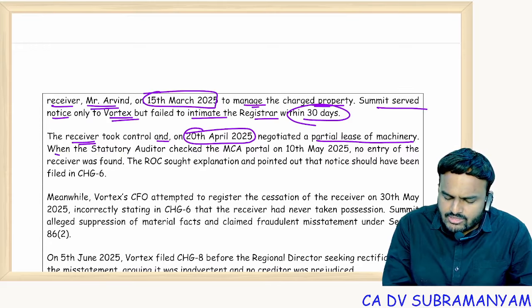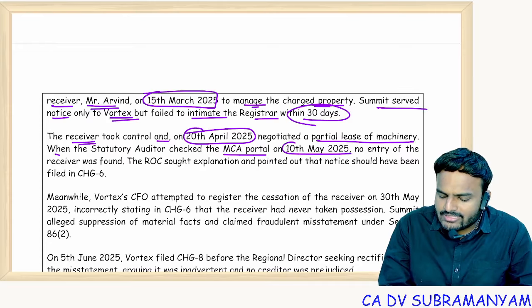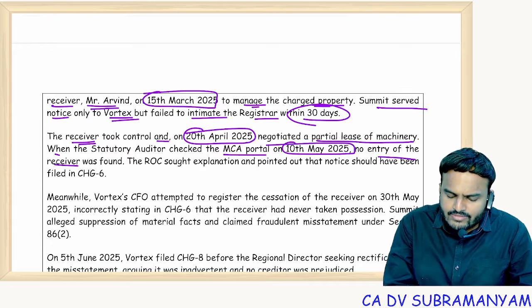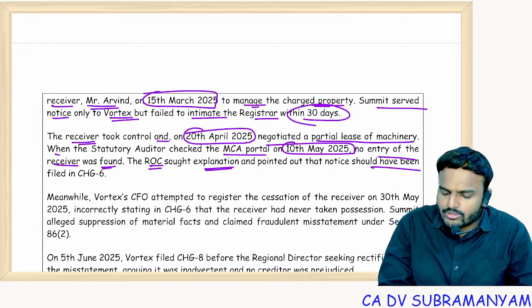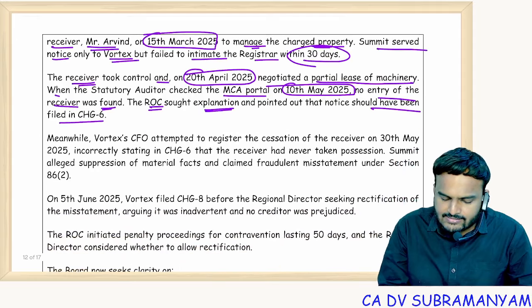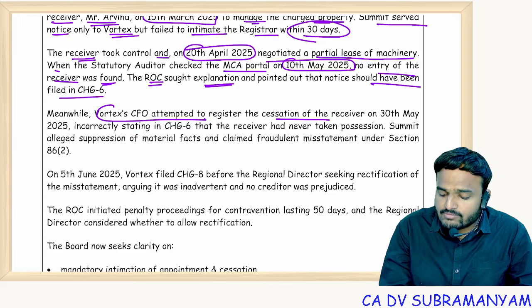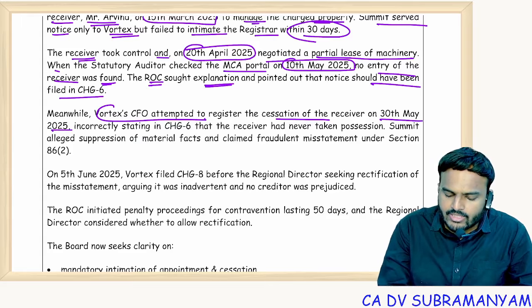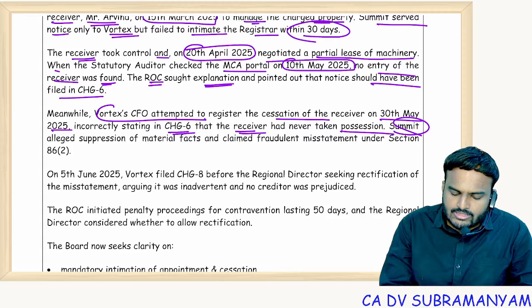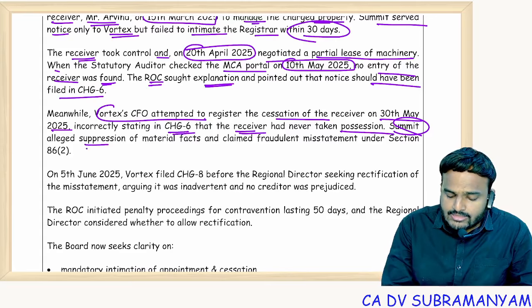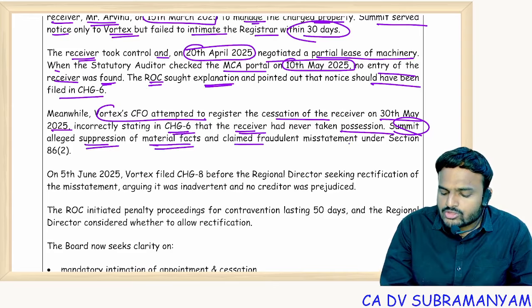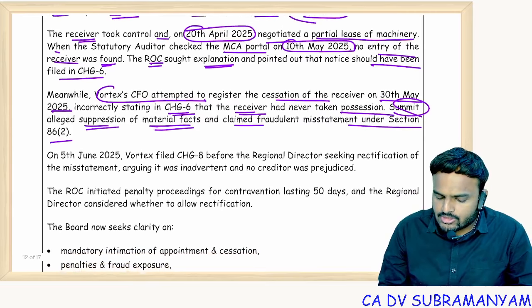When the statutory auditor checked the MCA portal on 10th May 2025, no entry of the receiver was found. The ROC sought explanation and pointed out that notice should have been filed in CHG-6. Meanwhile, Vertex's CFO attempted to register cessation of the receiver on 30th May 2025, incorrectly stating in CHG-6 that the receiver had never taken possession. Sumit allegedly argued suppression of material facts and claimed fraudulent misstatement under Section 86(2).